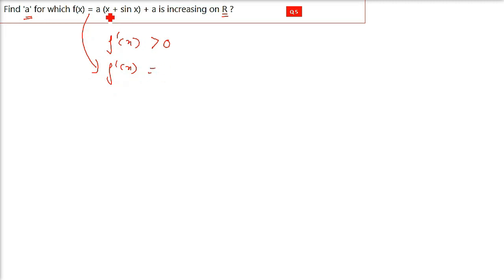f'(x), I'm differentiating. A is a constant, I'm writing it here, A. Differentiation of x is 1, sin x is going to be cos x. The differentiation of A is going to be 0. What do we get? A(1 + cos x). So this has to be greater than 0, since it is increasing on R. So A(1 + cos x) should be greater than 0.